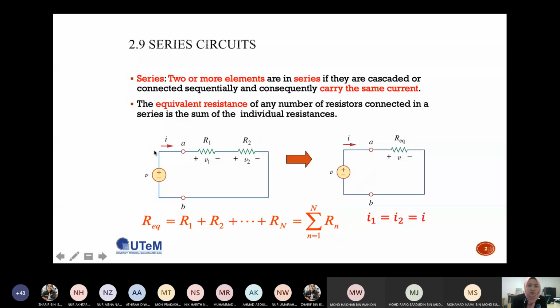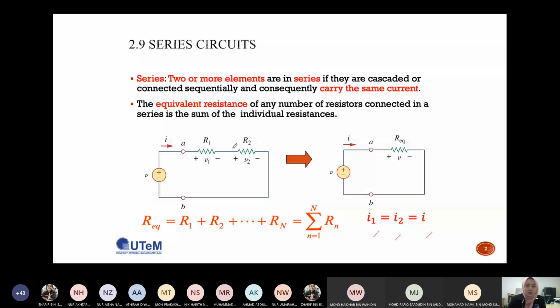So if you have a series circuit like this, the current that flows here is the same. The current I here is the same as the current that flows through R1, and also the same as the current that flows through R2. That's why over here you have I1 equals I2 equals I. So remember, if you have a series circuit like this, you don't need to do KCL, Kirchhoff's current law, because the current over here is the same.